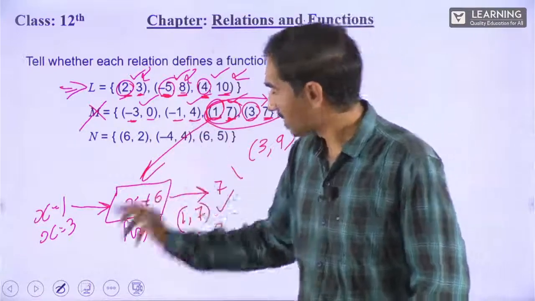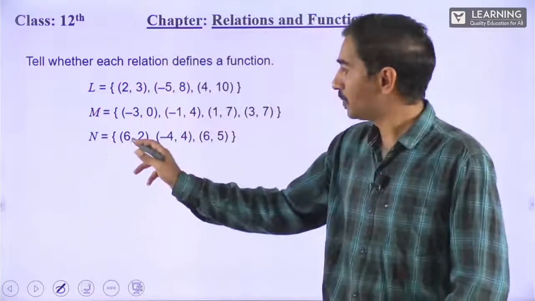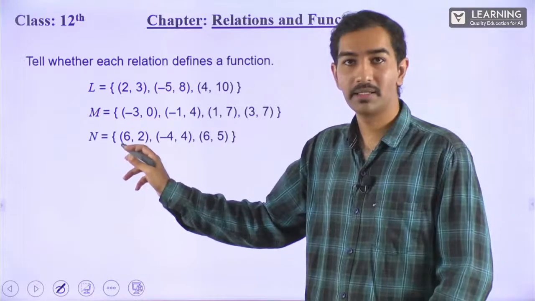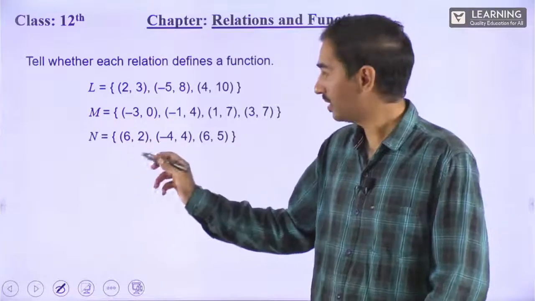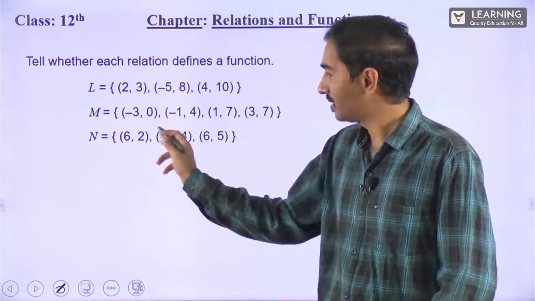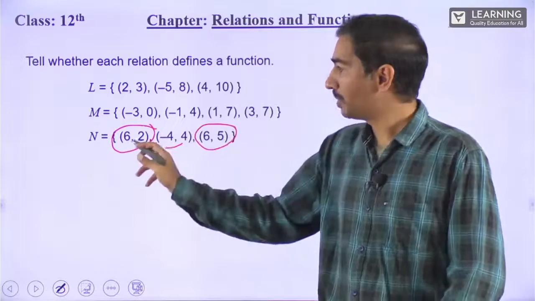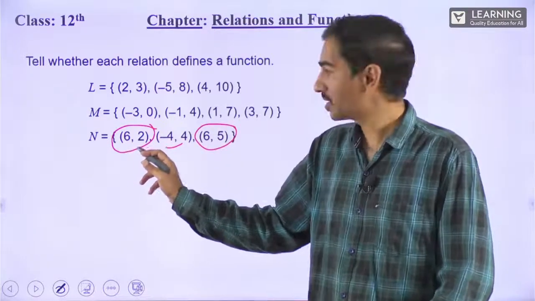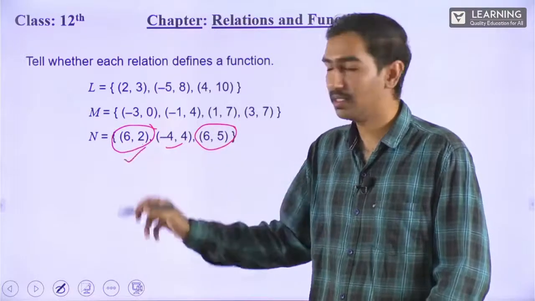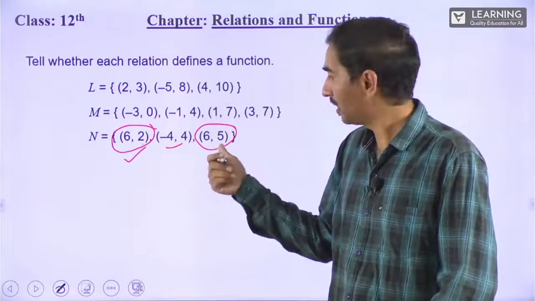Okay, let's move to the last one, n. N is equal to 6 comma 2, input is 6, output is 2, okay, that is fine. Minus 4 comma 4, this is also fine. See this, students. You are inputting x is equal to 6. What is the output you got? 2, okay, fine. You are inputting x is equal to 6 and the output you are getting is 5 again.